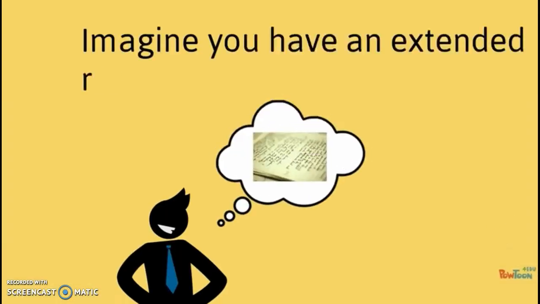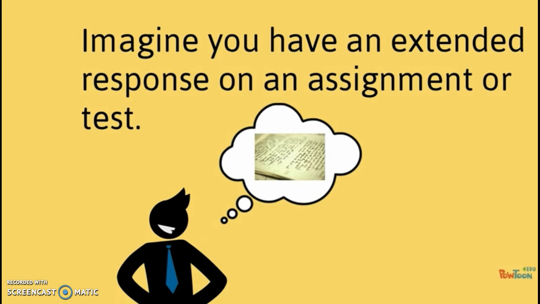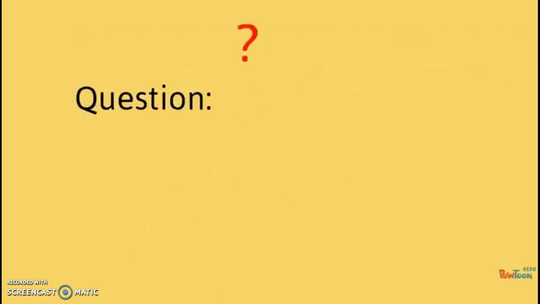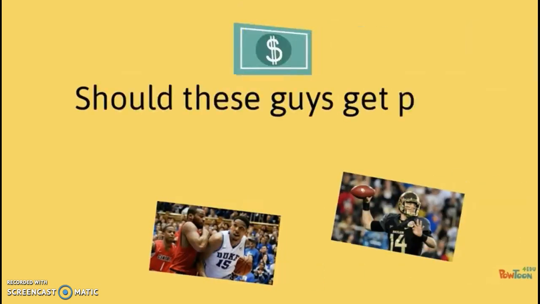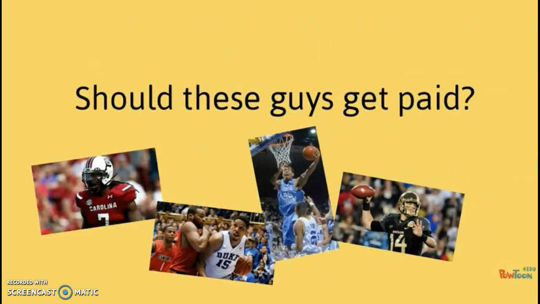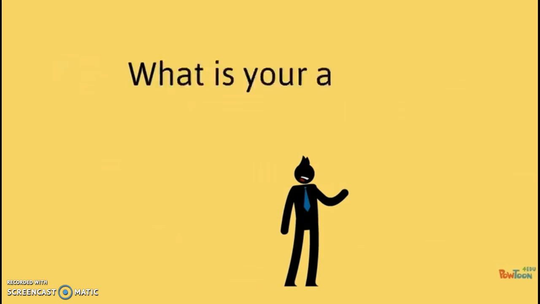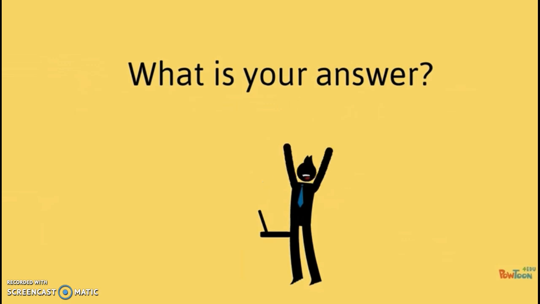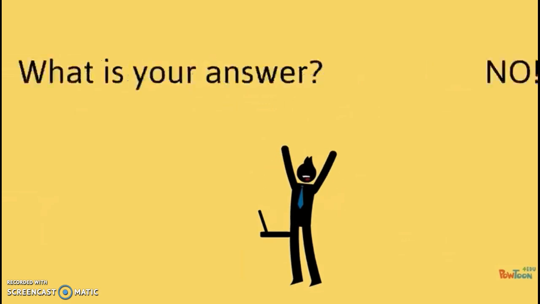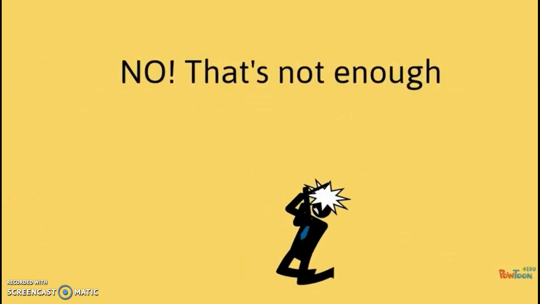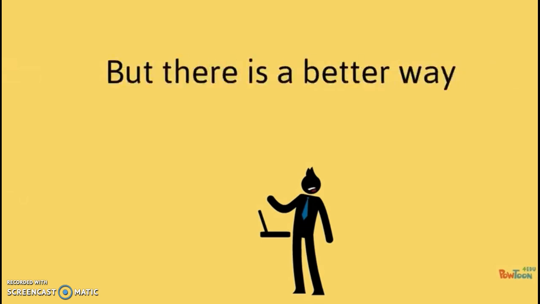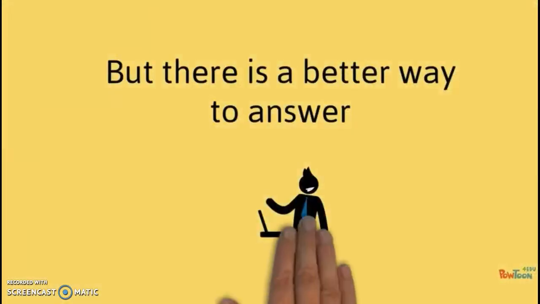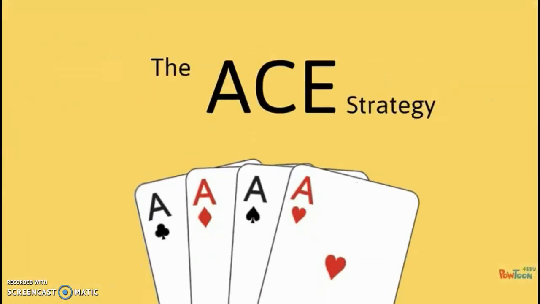So imagine you have an extended response on an assignment or test. Let's say this is the question: Should these guys get paid? Now, they're athletes, so should they get paid? What is your answer? You sit down, you type in, yes, and you hit submit, and you're like, woohoo! But no, that's not enough. There's a better way to answer these questions. It's called the ACE strategy.